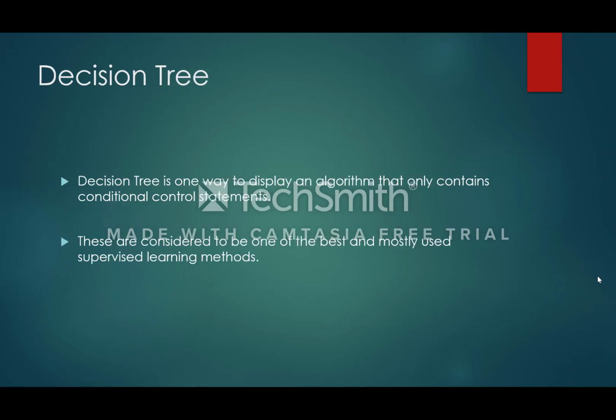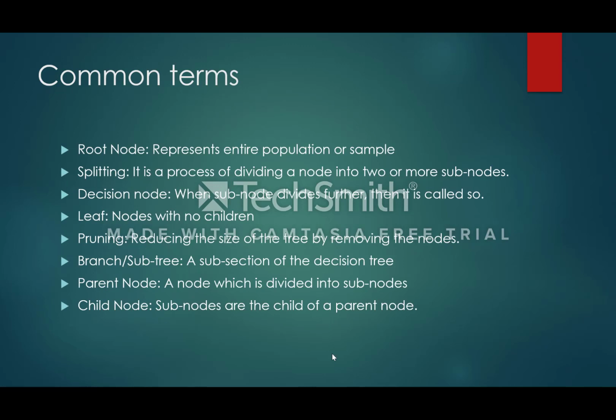So let's see what decision trees are. A decision tree is one way to display an algorithm that only contains conditional control statements. These are considered to be one of the best and most used supervised learning methods. Before diving deep into decision trees, let's get familiarized with some of the terminology used here. The first one is the root node. It represents the entire population or sample, and this further gets divided into two or more homogeneous sets.